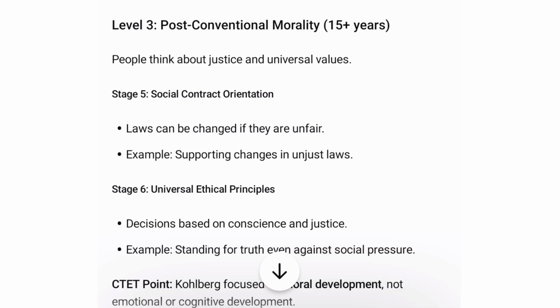Now let's see level 3, post-conventional morality, 15 years plus, where people think about justice and universal values. Stage 5, social contract orientation: law can be changed if it is unfair. Example: supporting change in an unjust law. Stage 6, universal ethical principles: decisions based on conscience and justice. Example: standing for truth even against social pressure. CTET point of view: Kohlberg focuses on moral development, not emotional or cognitive development.